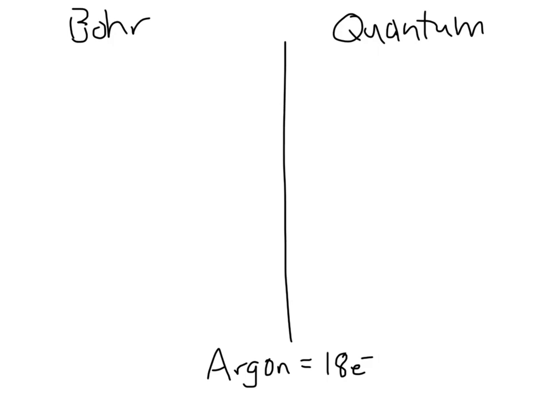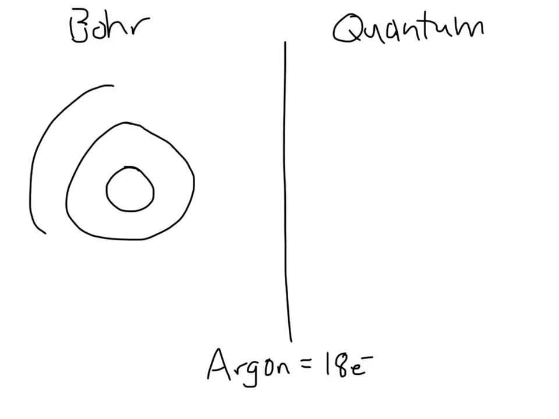How many energy levels should I have with argon? What row is it in? 3. It's in the third row, so 3. So let's draw 3 energy levels. 1, 2, 3. Okay? Now I'm not going to draw these for the quantum. We're going to do something a little different for that one.